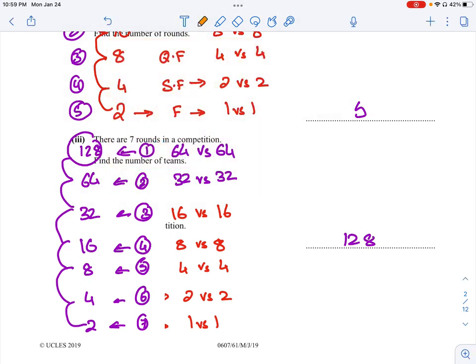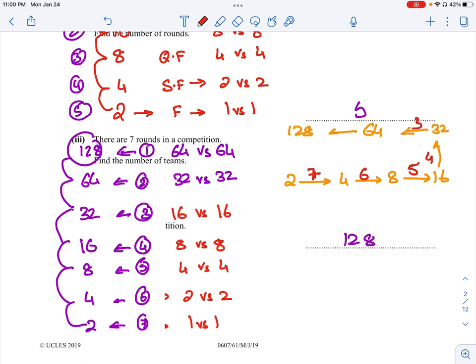So we can see the pattern. 2 teams play 1 round, then 2 becomes 4, 4 becomes 8, 8 becomes 16, 16 becomes 32, 32 becomes 64, and 64 becomes 128. Can we see, are there 7 rounds or not? This is the 1 round, this is the 7th round, 6th round, 5th round, 4th round, 3rd round, 2nd round, and the first round is itself 128.